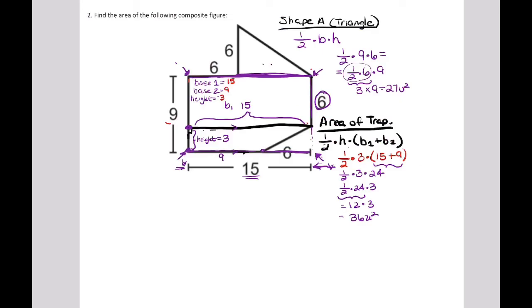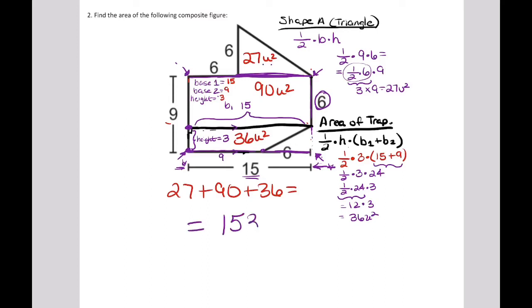Okay, so let's recap what we just did here. The triangle was 27 square units. The rectangle, which I ended up erasing because I was doing a lot of work here, ended up being 15 times 6, which is 90 square units. And the trapezoid, which we just finished, was 36 square units. And now it's just a matter of adding all that up. So 27 plus 90 plus 36. All right, now that we're all through with this problem, you should have ended up with 153 square units.